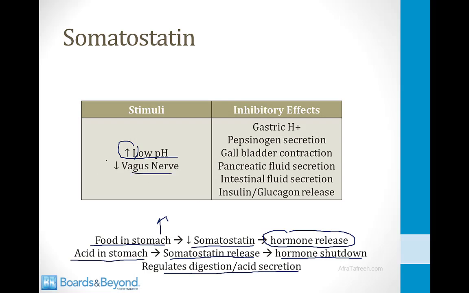The vagus nerve can decrease somatostatin release, and that should make sense to you because as you begin to think about eating a meal, your vagus nerve becomes active and it will shut down somatostatin release so that those other hormones can begin to work.